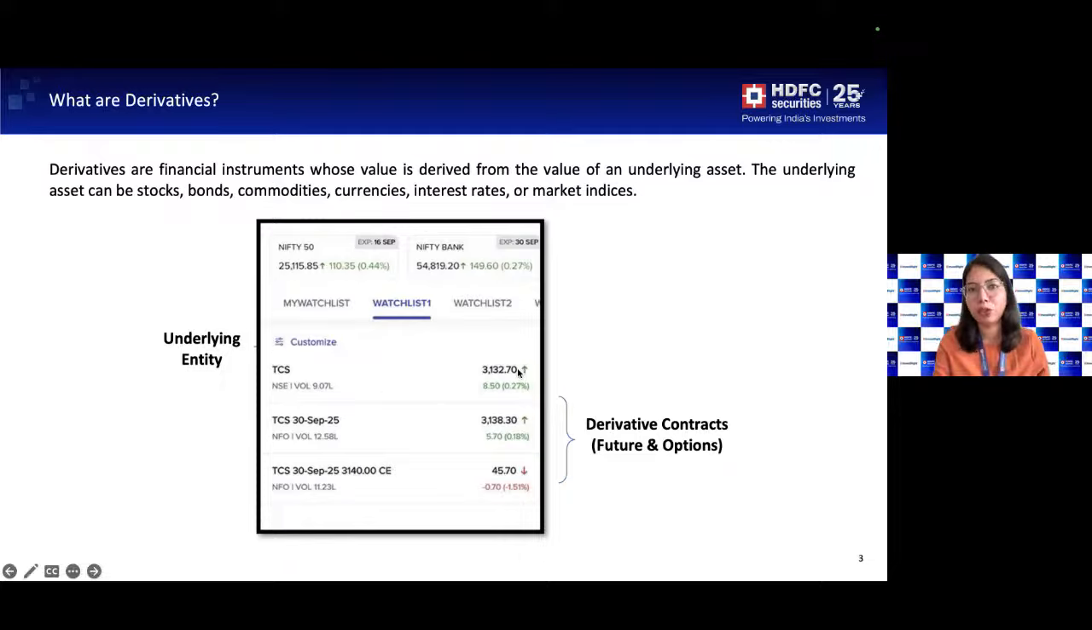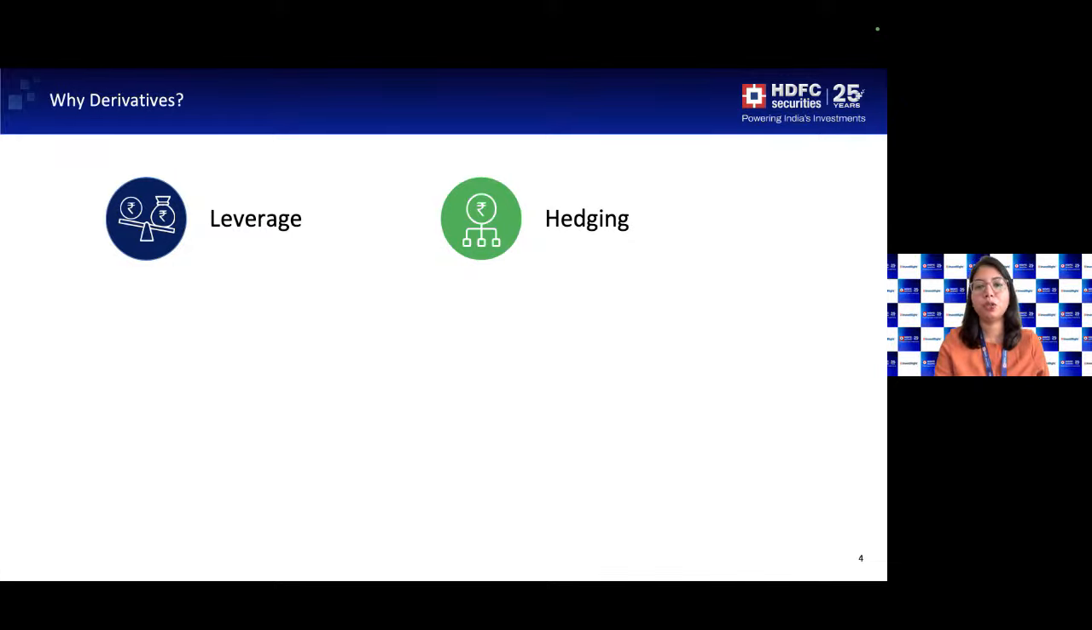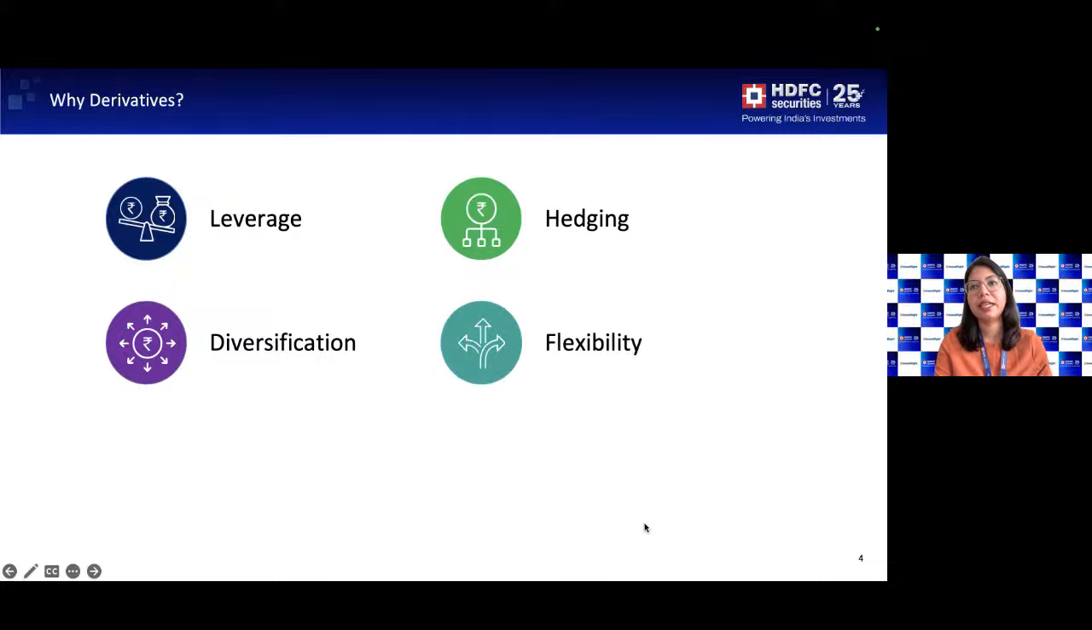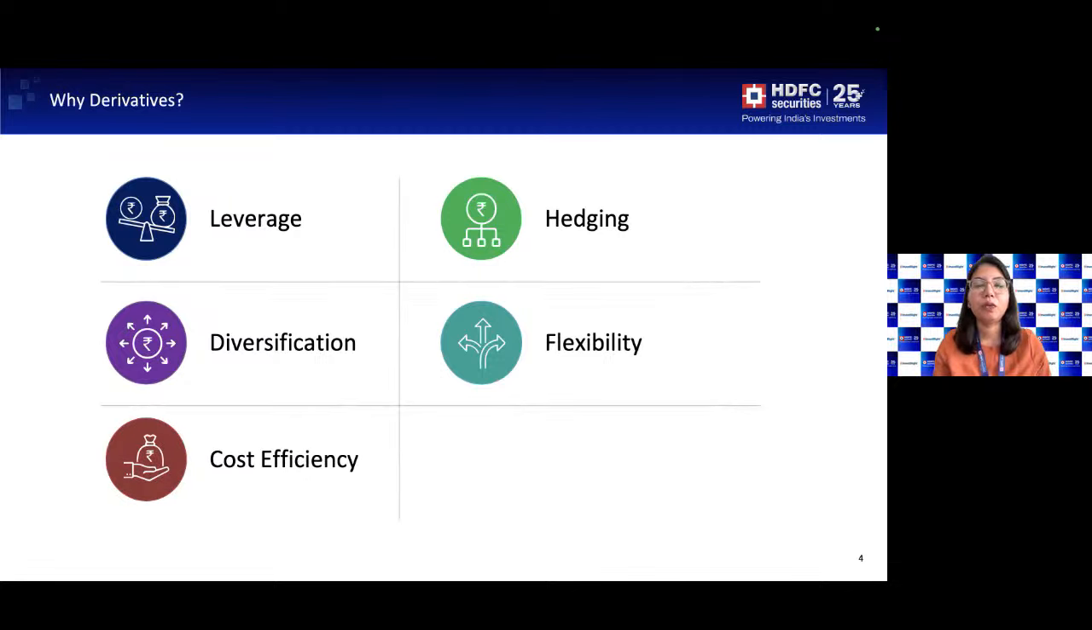Before we learn about futures and options, we should also understand why derivatives have gained a lot of traction in recent years, and why we need to trade in derivatives. How is it different from the cash market? First of all, it gives you leverage. You can trade based on margin. You don't need to put in the whole money required for that contract. Second and most important, you can do hedging with these contracts.